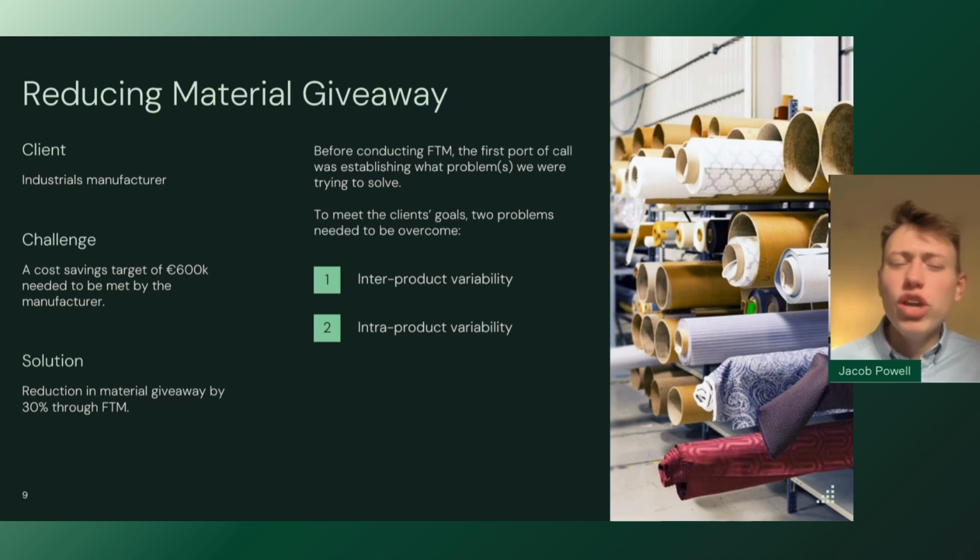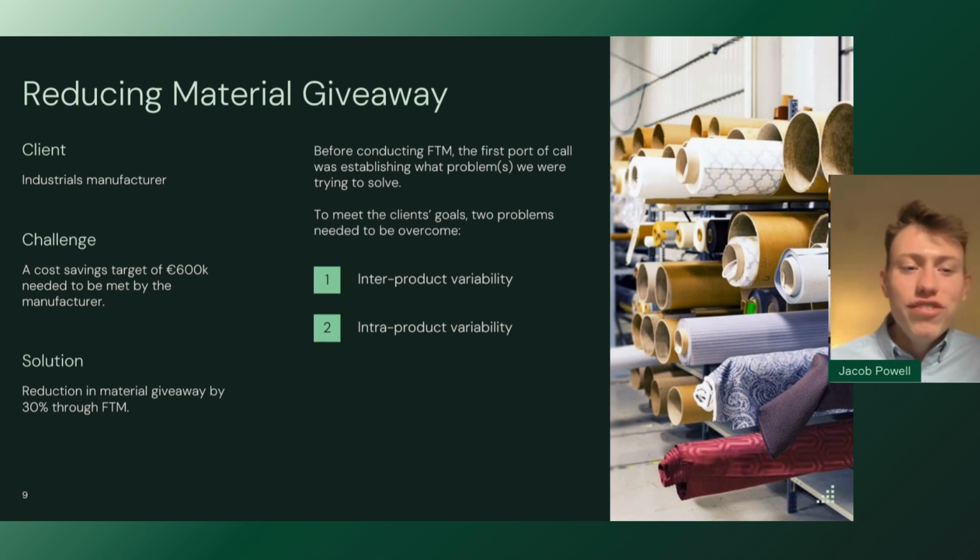Now, material giveaway might not be a term that many people have heard of. So just to define it very quickly, giveaway refers to the difference between the product's actual weight and the minimum specification weight of that product. And so any deviation from that minimum specification weight essentially means that we are giving away raw material for free to the customer. And it's a form of waste that actually often goes unnoticed in many manufacturers.